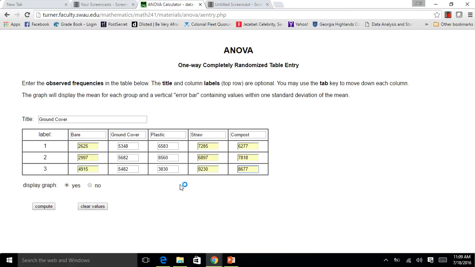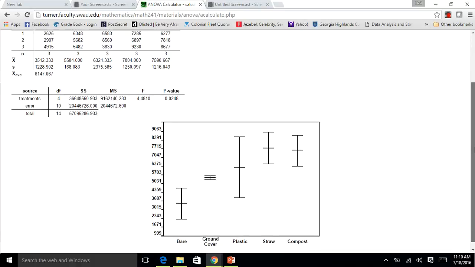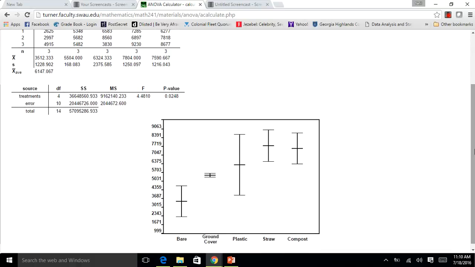Okay. So I wanted to display the graph. Once I've got all my stuff in, I hit compute. If you look down here, remember we talked about in the video for the PowerPoints about the box plots? As you can see here, bare is a lot lower than the other one. So there's something going on here. They're not all pretty in a line. So that would make you think that the means are not the same.